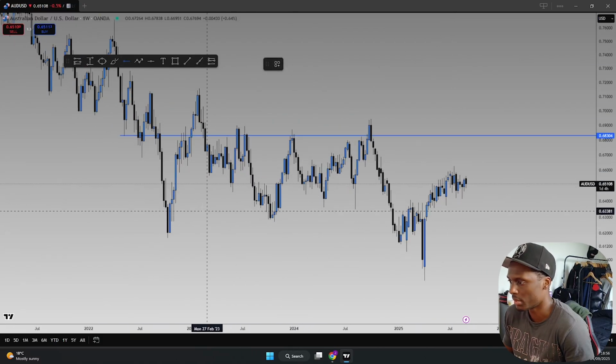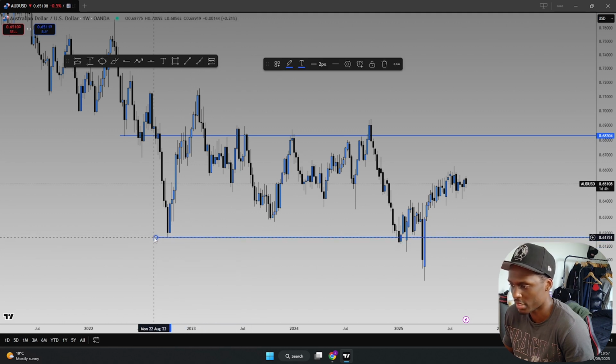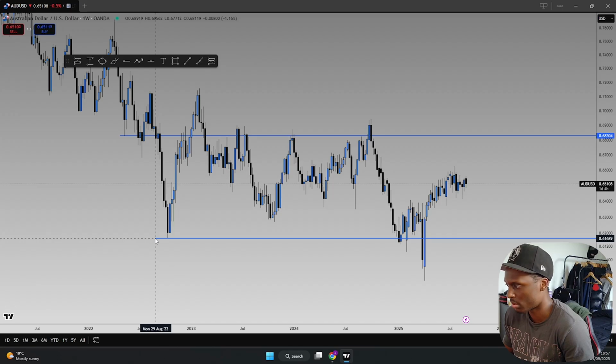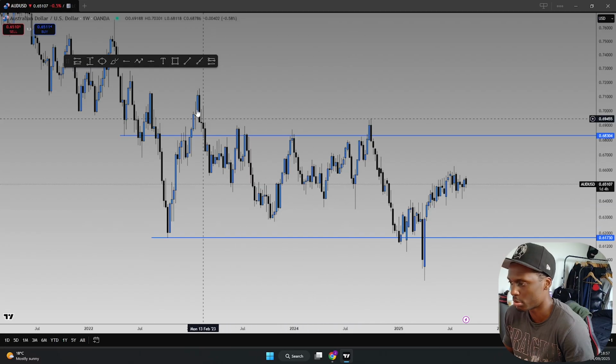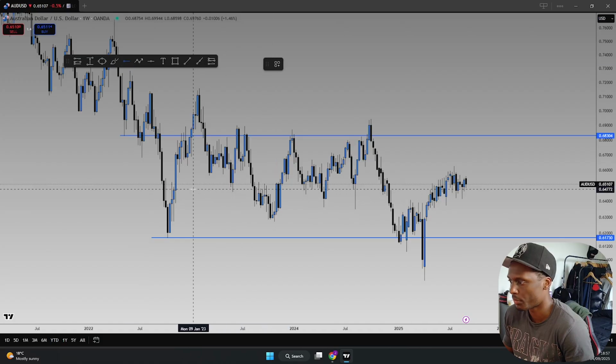Boom. Another level now. What can I see? Sometimes I pull it on there and I play around with it. If it doesn't look right to me, then I'll move it around as well. That's something else I do. Yep, I like this level, so I'll have that. Boom, another level of support there. Weekly. Okay.